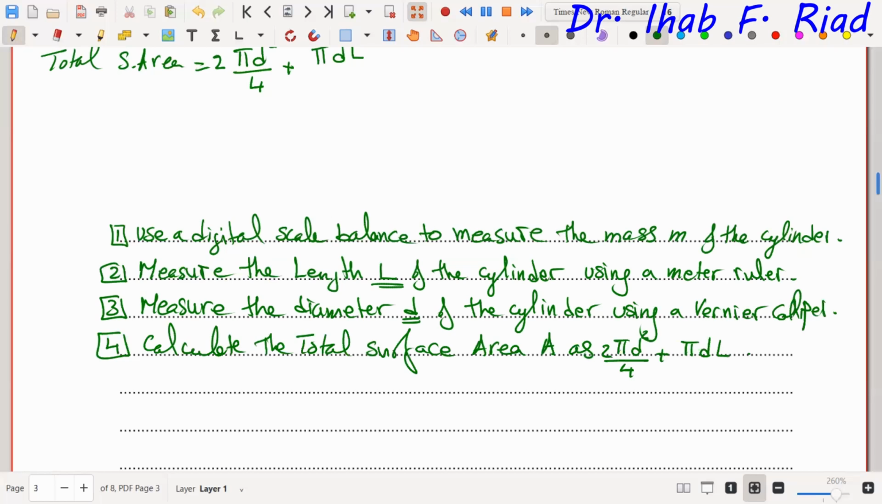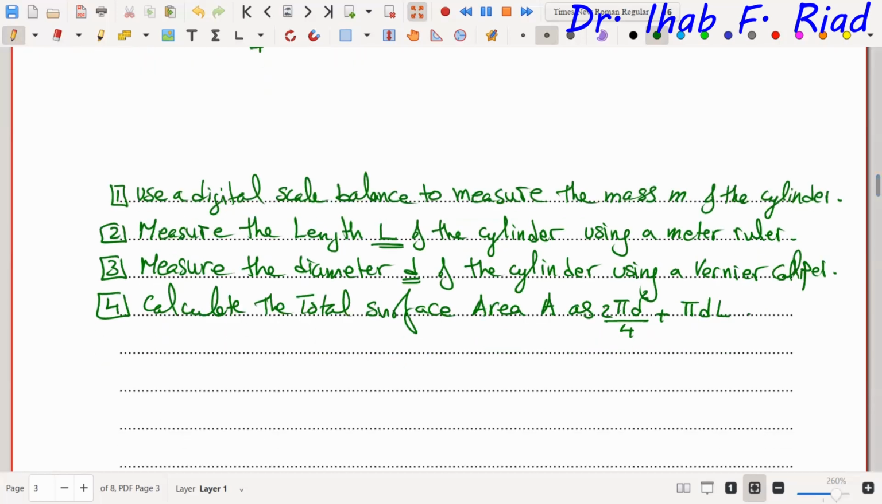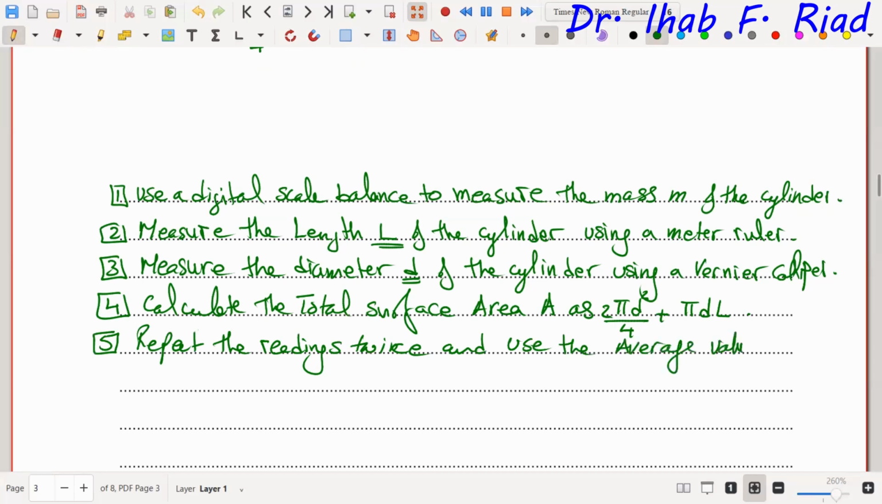Are we good, Dean? Yes. Okay. Now we say that repeat the readings twice and find the average, and use the average values for further investigation.